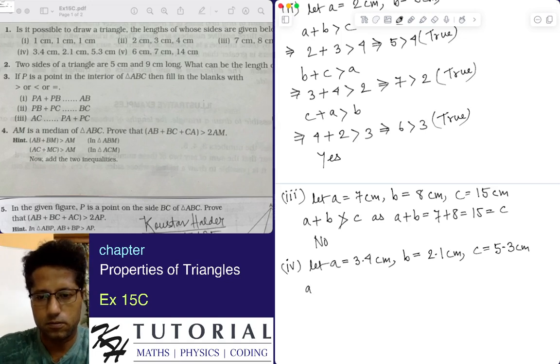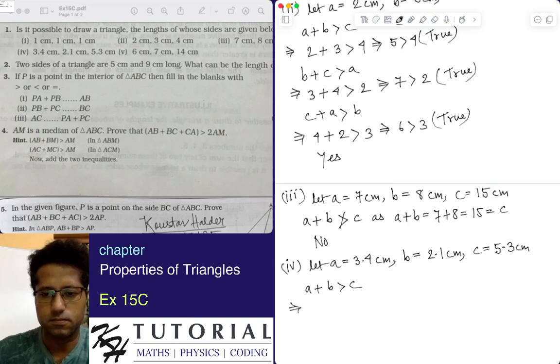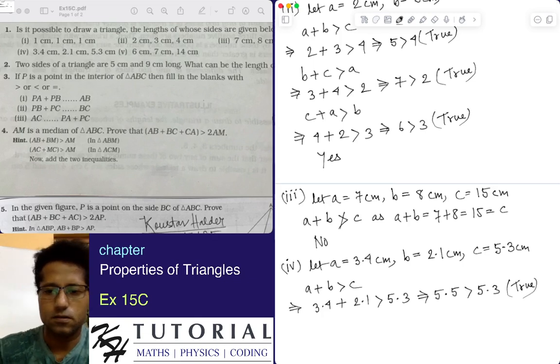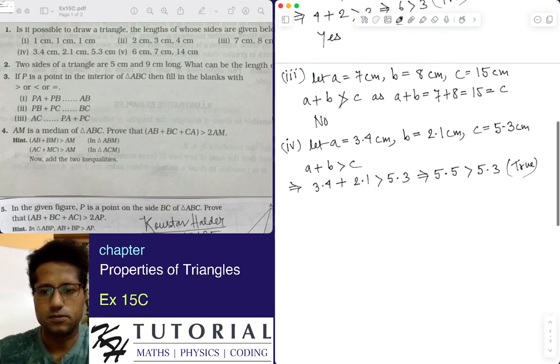Now let's check A plus B greater than C. This implies 3.4 plus 2.1 is greater than 5.3. This implies 5.5 is greater than 5.3. This is true. Let's see B plus C greater than A.